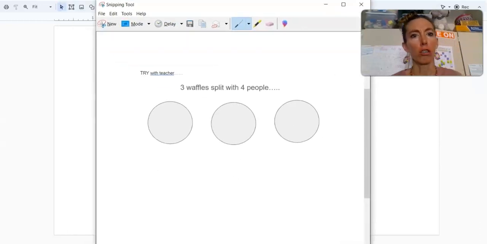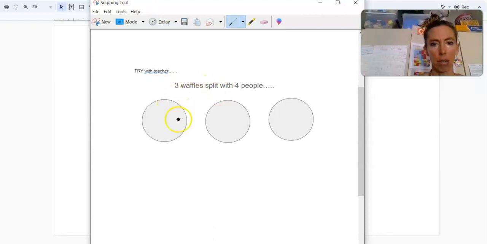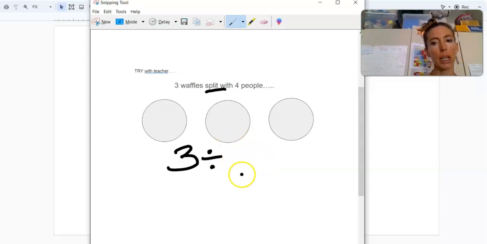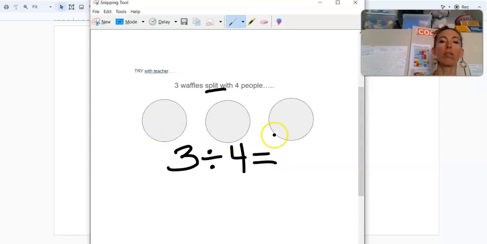So I'm going to go ahead and start drawing on these. Okay? If I have 3 waffles, and I'm dividing them up with how many people? Not 3. Because if I had 3 people, that'd be nice. Each person would get 1, right? That's nice. But I'm not dividing it by 3 people. I'm dividing it by 4 people. Okay? So I don't even have 4 waffles to give out. So I know that everybody's going to get less than 1 if we split this equally.